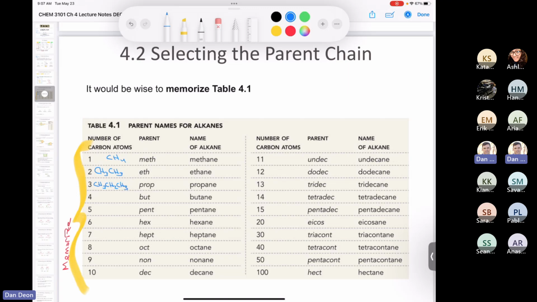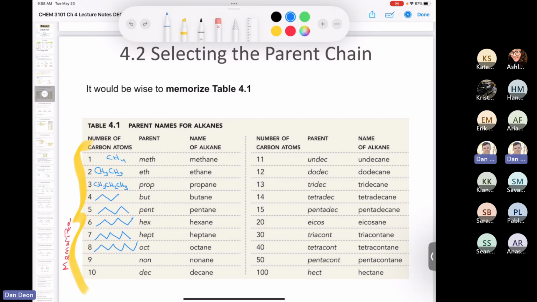And then you'd go to butane, which is 1, 2, 3, 4. Pentane is 1, 2, 3, 4, 5. Hexane has 6 carbons. Heptane has 7. Octane has 8. Nonane and decane, so on and so forth. You do not need to memorize undecane, dodecane, tridecane, tetradecane, pentadecane, etc., icosane, and all that kind of stuff. So you just need to memorize the first 10 straight chain alkanes.